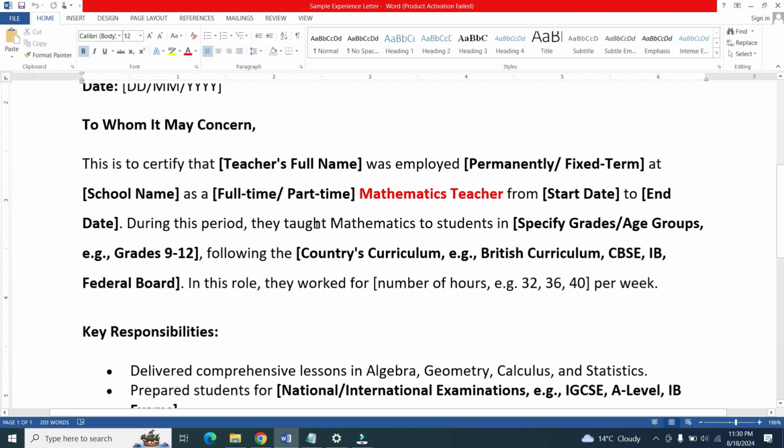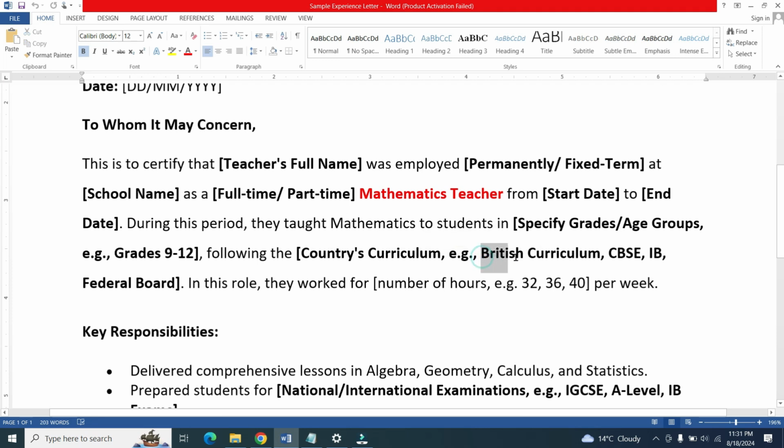It should clearly mention which year levels you taught mathematics to. For example, your college may have year 9 students, year 10, year 11, year 12. So which classes exactly were you teaching during that time? For example, year 9 till year 12, or year 10 and 11, or year 11 and 12. So make sure that it is specified on your experience letter. The next thing, again really important, is the curriculum that you are teaching.